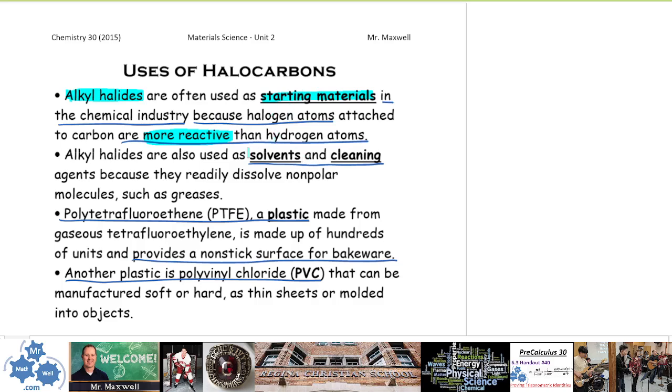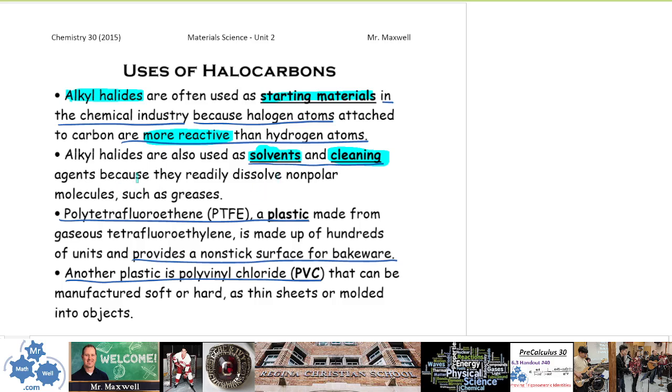They're also used as solvents and cleaning agents. So if you remember, solvents are things that will dissolve other things. So if you have sticky, mucky, grimy stuff, solvents will dissolve a lot of things and break them down.